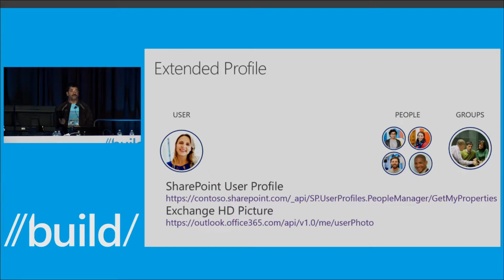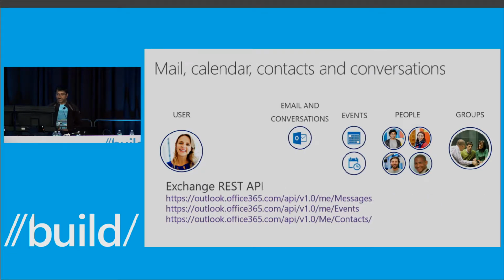And then we have extended profiles, which means that I can even get more information because I may have a SharePoint profile and I may even have my Exchange where I have my own photo. So you can also get those through this Office 365 API set. And then we have mail, calendar, contacts, and conversations, which are in Exchange. So you have outlook.office365.com, and then you can use /api/v1/me/messages for inbox, events for your calendar events, and contacts for your personal contacts in Exchange.